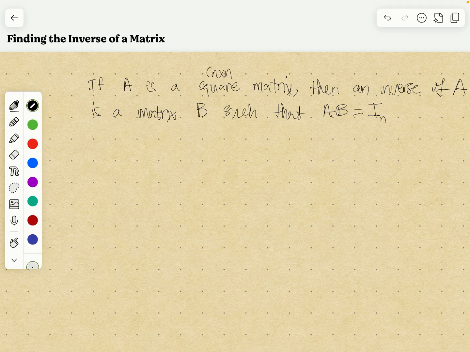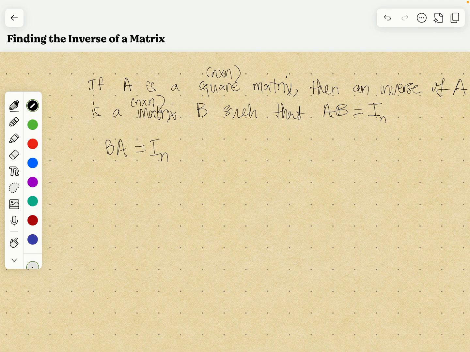So let's say that you have an n by n matrix A. The inverse of A needs to be an n by n matrix B such that A times B is the n by n identity matrix. That's the definition of the inverse of a matrix. And depending on the book you're reading, you might also have this additional requirement that B times A is the identity matrix also. So it's A times B is the identity matrix and B times A is the identity matrix.